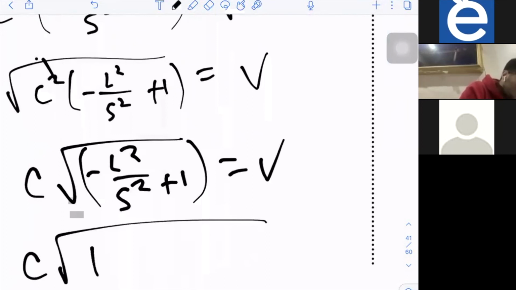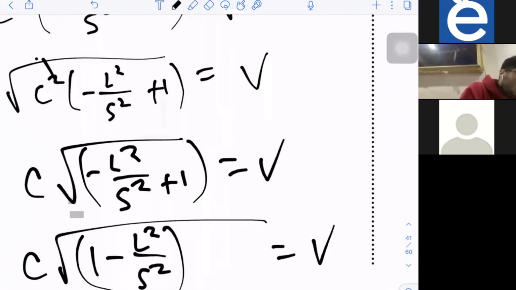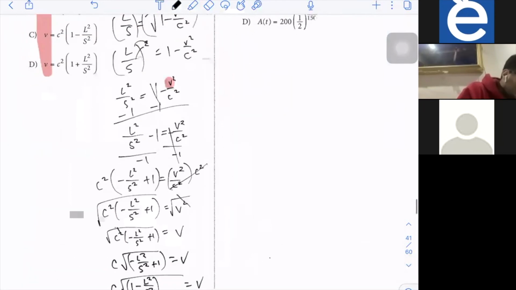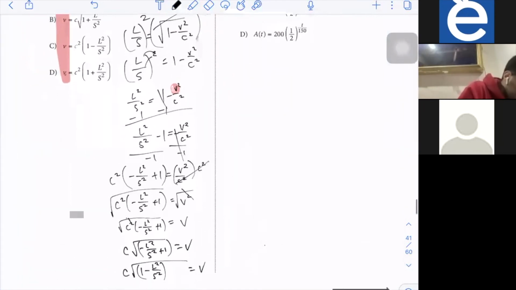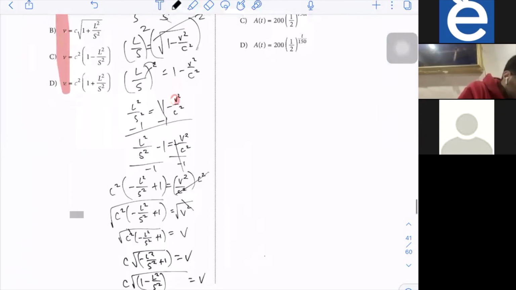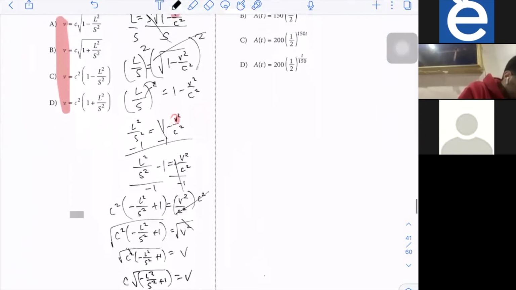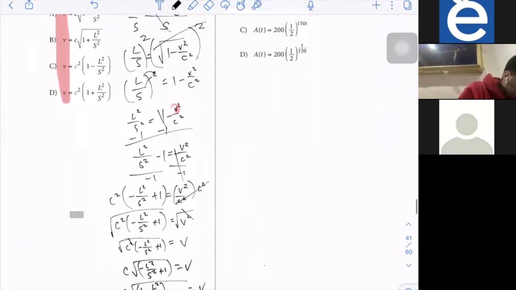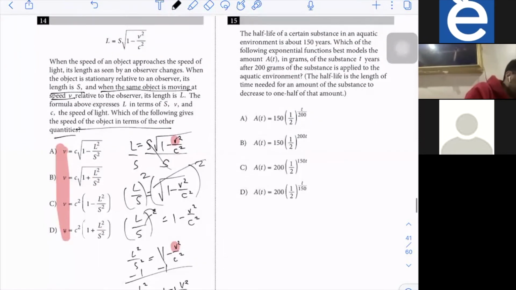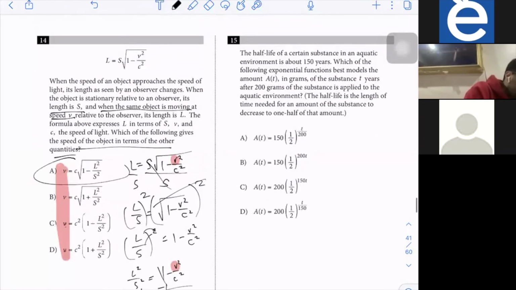You get plus 1 plus, and just keep the negative sign, so it becomes negative L squared over S squared in parentheses is equal to V. And that is answer choice A. Yep, answer choice A.